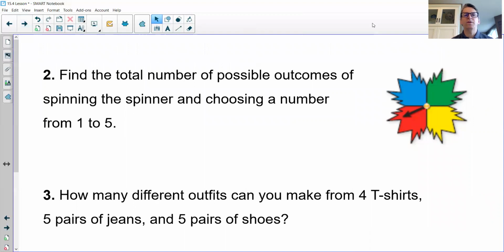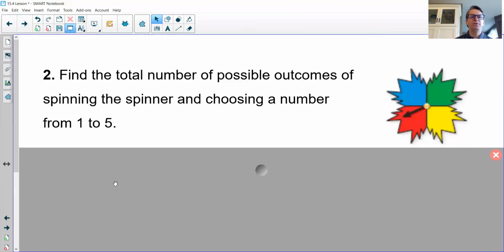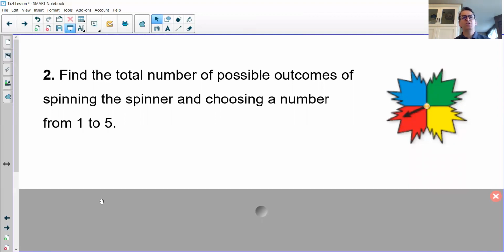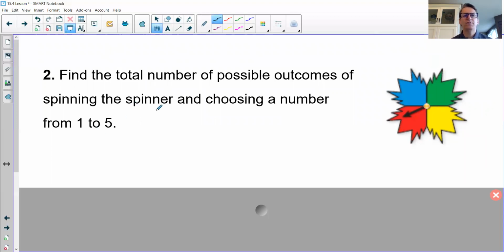Let's take a look at this one. All right, on your own, number 2: find the total number of possible outcomes of spinning the spinner and choosing a number from 1 to 5. Okay, so you've got 5 choices of choosing a number.